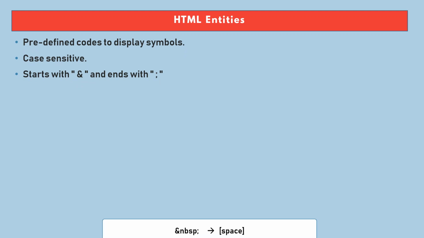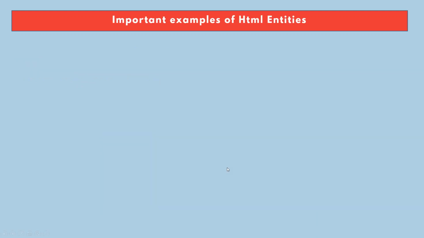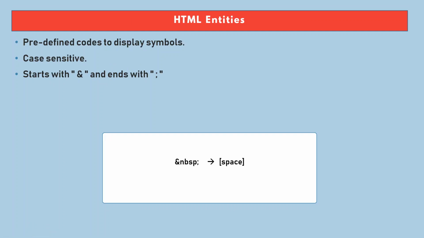Simple, for example, ampersand NBSP semicolon is equal to a space. Ampersand NBSP semicolon equals one space. It always starts with the ampersand symbol and ends with the semicolon. In the middle, some name or number will come. So NBSP means a non-breaking space, which means a single space you will get.